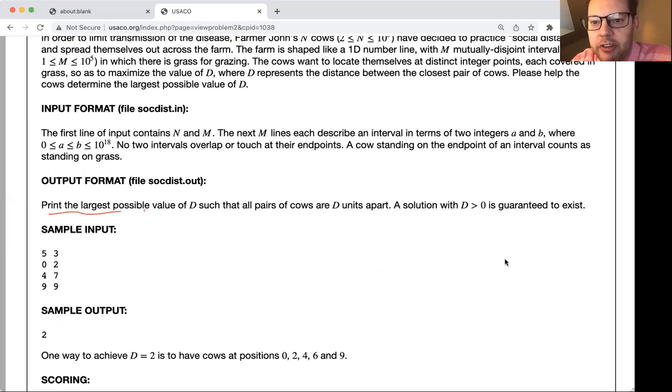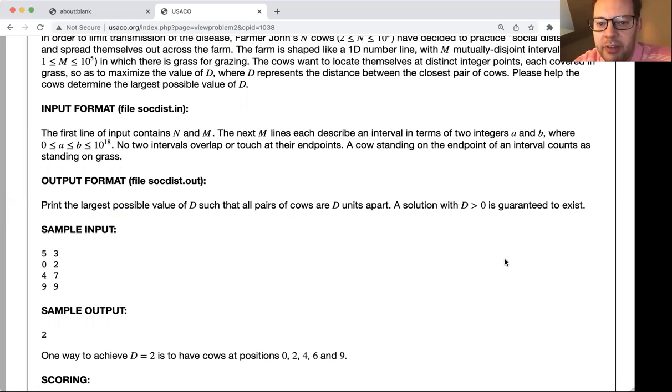The output format is the largest possible value of D, such that all pairs of cows are D units apart. A solution with D greater than 0 is guaranteed to exist. That just means that the amount of open grassy patches is at least as much as how many cows there are. Cows won't be placed on half intervals. They're going to be placed on integer points. And the distance is always going to be measured between the integer points, but we're not going to have a situation where we can't place all the cows.